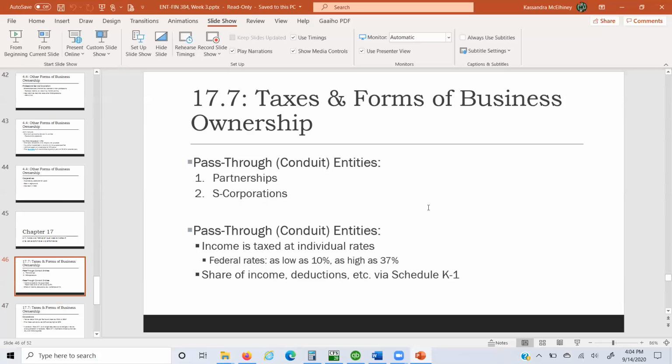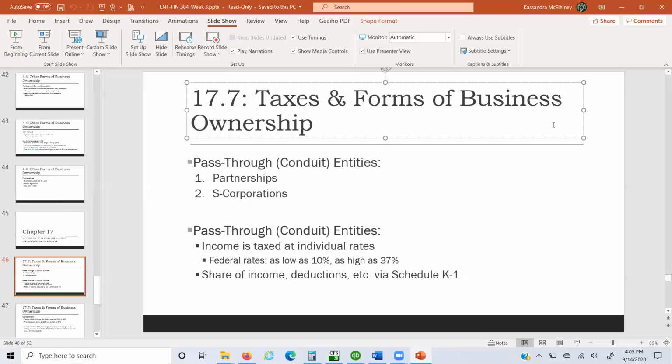So 17.7 talks about some of the pass-through or conduit entities. Conduit was not mentioned in the book, but that is another term for these types of entities. And it is your entities who have a Schedule K1. The income and the expenses flow through to the shareholders in this case, or the partners. So partnerships, S corporations, generate Schedules K1, and then the income is taxed at the individual's regular tax rate. Things like charitable contributions are taken as deductions on the individual's tax return, as itemized deductions potentially.